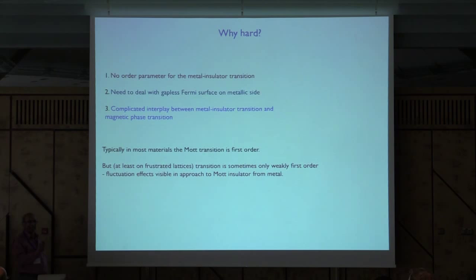And to make matters worse, typically in most materials, the Mott transition is first order, but you could say that's the end of the story. But it's not quite the end of the story, because at least on frustrated lattices, the transition is sometimes only weakly first order, and fluctuation effects are visible in approaching the Mott insulator from the metallic side, right? And this again played a role in Lard's talk. The critical endpoints, the critical temperatures, are very low compared to electronic scales, at least in some situations.